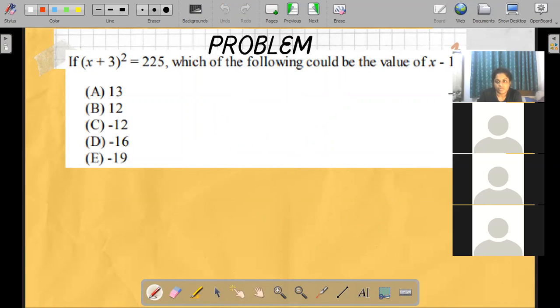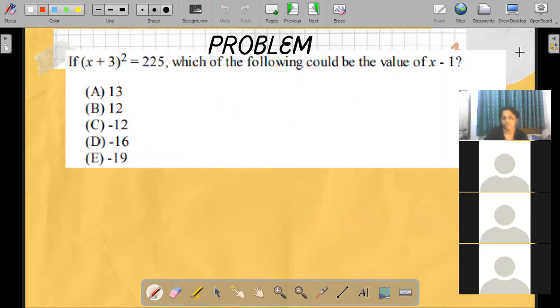Just a second. Yeah, quickly solve this.